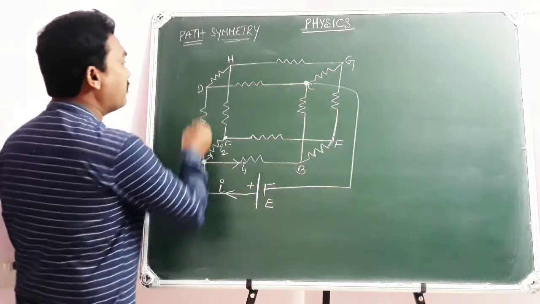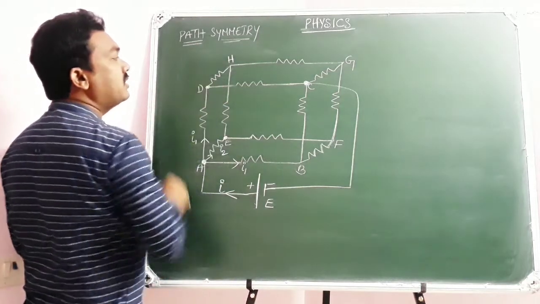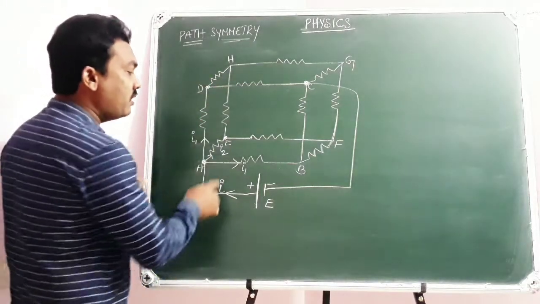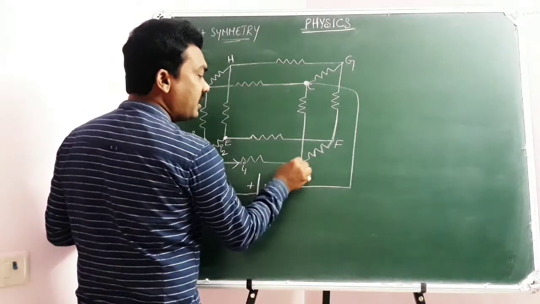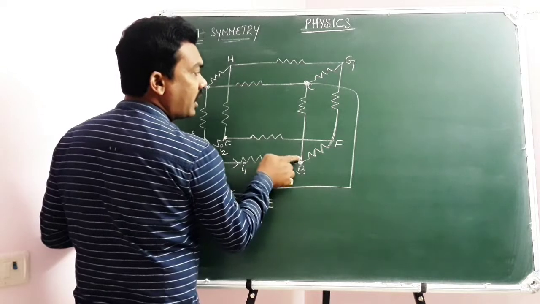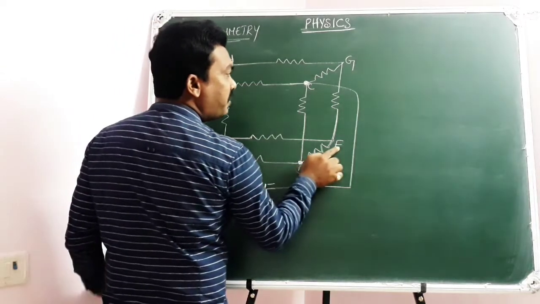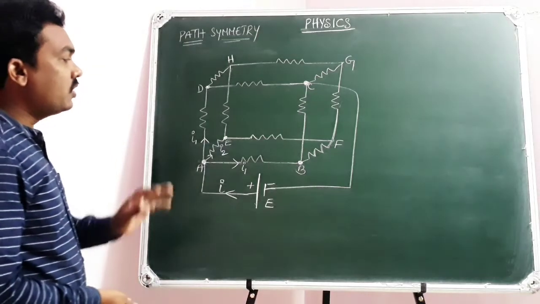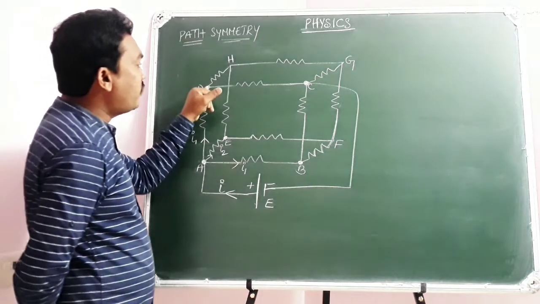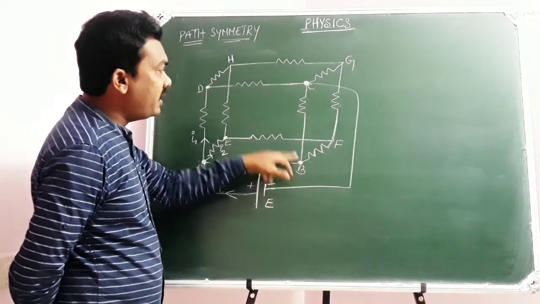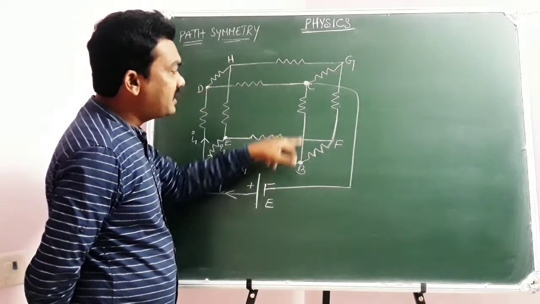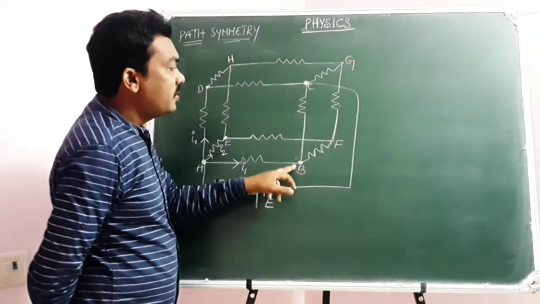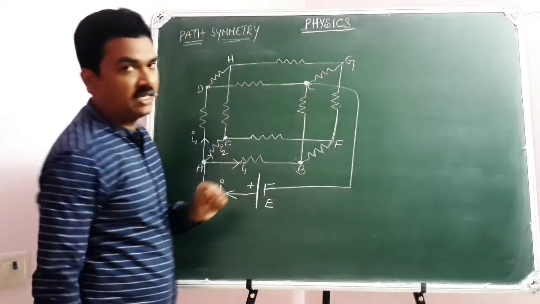Now when the I1 current comes to D, again it finds a division along DC and DH. Similarly, when I1 comes to B, it finds a division along BC and BF, FG. Hope it is clear. When you look at this division of currents at D and B, DC and BC are identical, and DH, HG, GC and BF, FG, GC are identical.